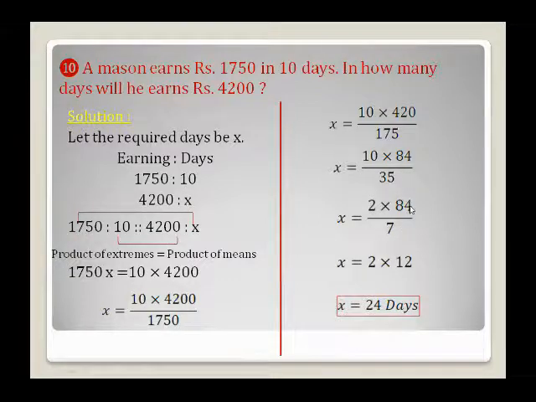Now students, we cancel it by 7. 7 ones are 7 and 7 twelves are 84. So we multiply 2 by 12, then we get 24. 24 days. It means that a mason earns 4200 in 24 days. Okay students, this is the final answer of this question. It means that a mason earns 1750 in 10 days and he earns rupees 4200 in 24 days. Okay students, here we have completed all the exercises in this lesson.